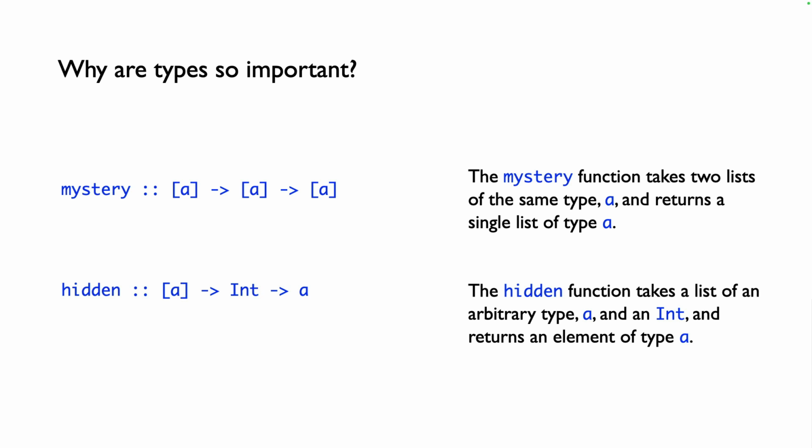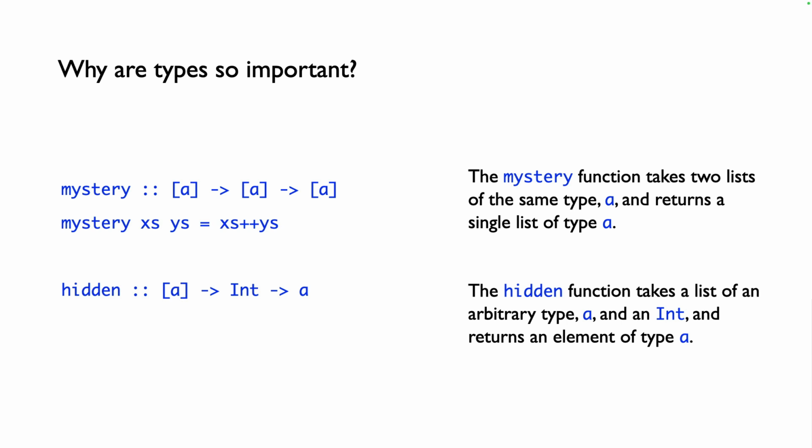Suppose I have a mystery function that takes two lists of arbitrary type, same type, and returns a list of that type. What could that function be? Well, I guess the most obvious answer is that it takes the two lists and joins them together. So it's another name for the ++ function, the function that concatenates two lists.